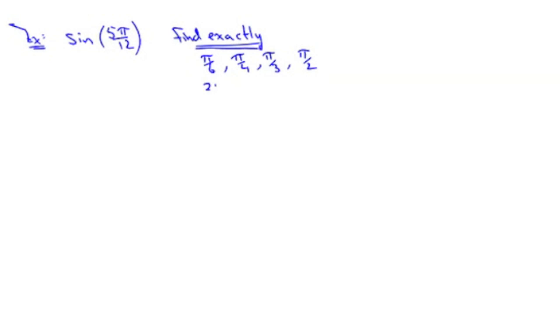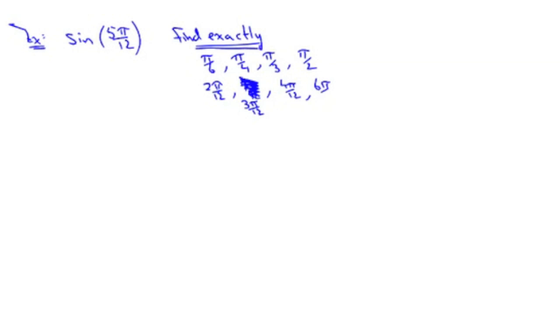So this is 2 pi over 12. This is 3 pi over 12. The next one is 4 pi over 12. And then 6 pi over 12.